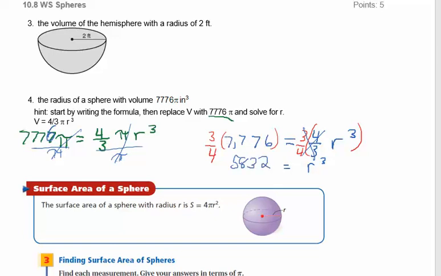I want r. What's the inverse operation to cubing a number? You know how if you have r squared, you could take the square root of it to get r. But we don't have r squared, we have r cubed, so taking the square root won't work. What we need to do is take the cubed root. So we need to take the cubed root of r cubed.